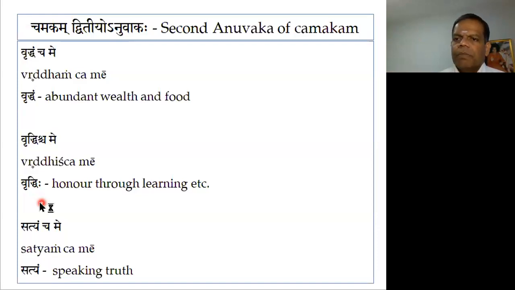Let them be put to beneficial usage, favorable. Or let me offer it to you, O Lord. That we can take. So, vriddhischame kalpatam.